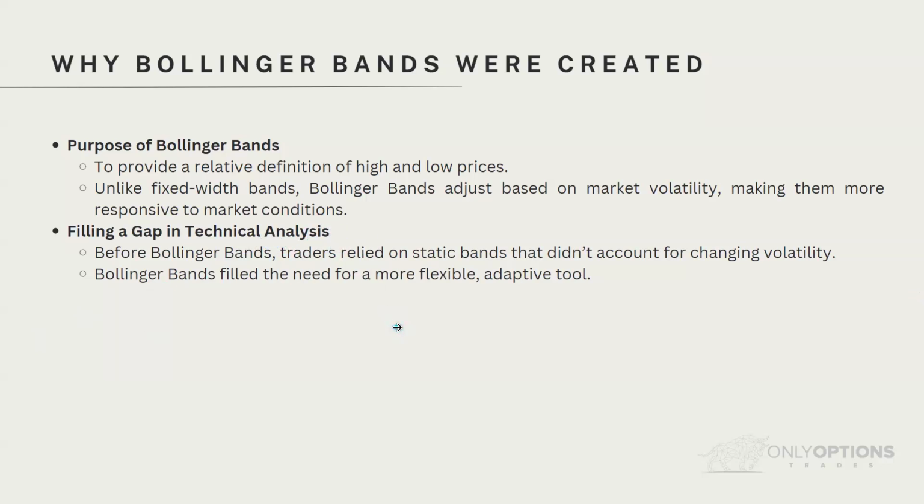And unlike fixed-width bands, the Bollinger Bands adjust based on market volatility, making them more responsive to market conditions. We'll go into detail when we see how the Bollinger Bands are made and the difference between the middle band, the upper band, and the lower band. Bollinger Bands were created to fill a gap in technical analysis. Before Bollinger Bands, traders relied on static bands that didn't account for volatility changes. That's why every time we talk about volatility, Bollinger Bands are great.